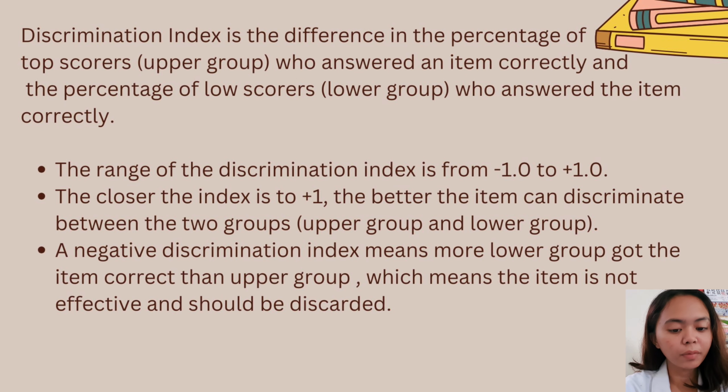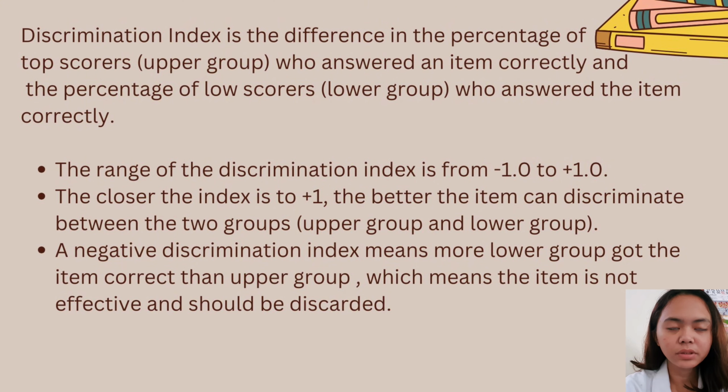The closer the index is to +1, the better the item can discriminate between the two groups, upper group and lower group. So, kapag mas malapit daw ang index sa +1, mas discriminate ng mas maayos ang two groups, which is the upper group and the lower group. And a negative discrimination index means more of the lower group got the item correct than the upper group, which means the item is not effective and should be discarded.